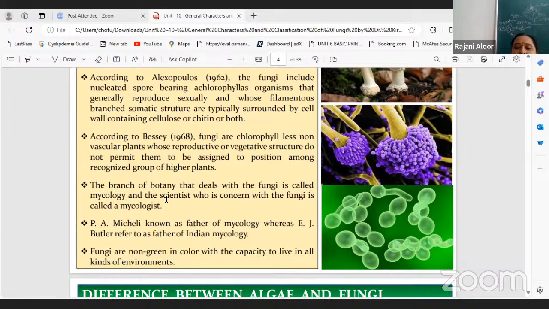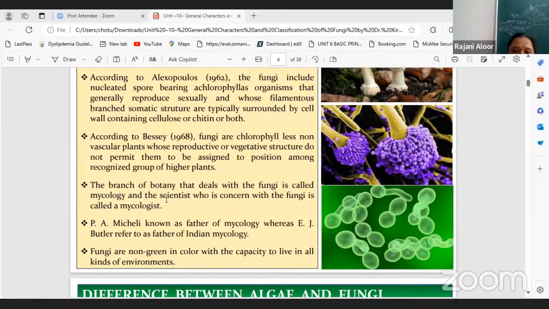Who is the father of mycology? P.A. Micheli, known as the father of mycology. E.J. Butler, referred to as the father of Indian mycology. Micheli is the world's father of mycology, P.A. Micheli. Our Indian mycologist is called Butler, referred to as the father of Indian mycology.